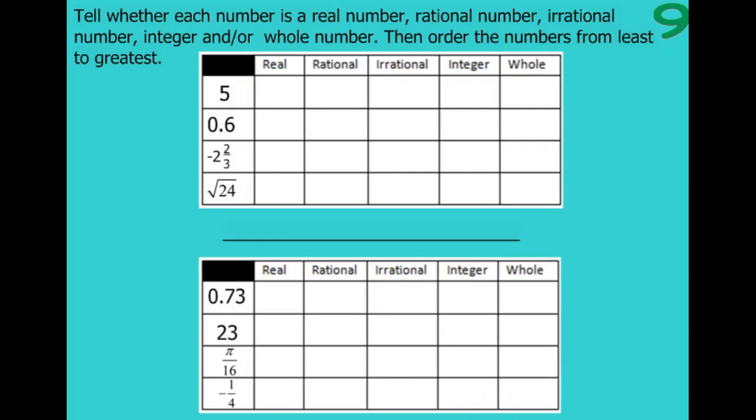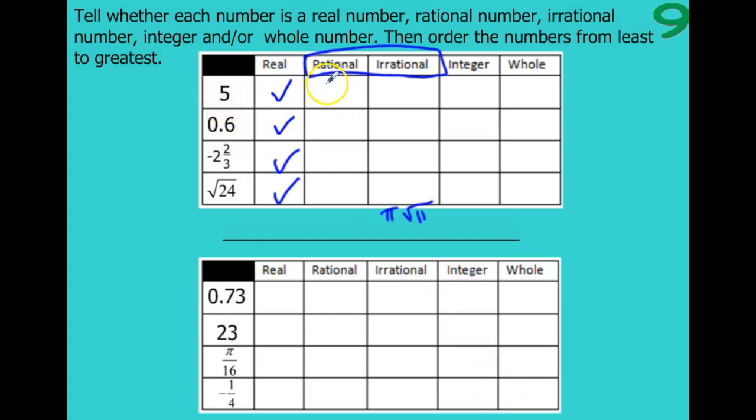So let's take a look at a couple problems. Tell whether each number is a real, rational, irrational, integer, or whole number. Then order the numbers from least to greatest. Well, I told you all numbers are real, so those are free points. There's no fake numbers. But then we need to look, are these numbers rational or irrational? The only time you're going to have an irrational number is if you have pi or a square root of a non-perfect square, like 11.